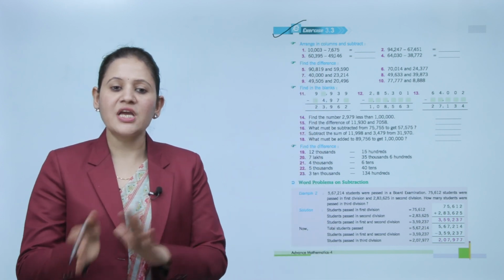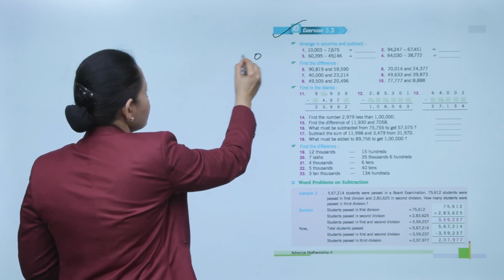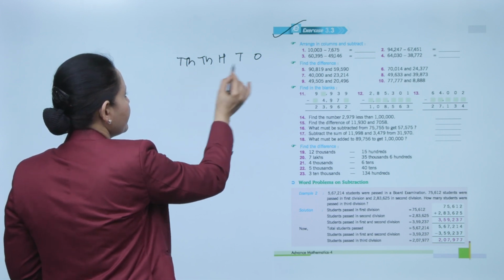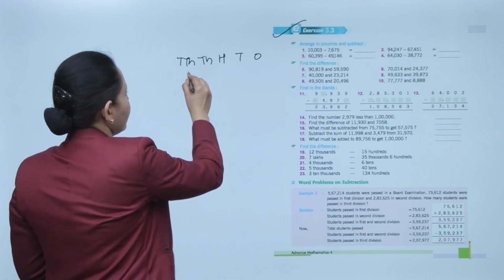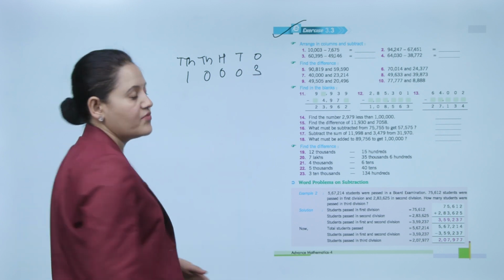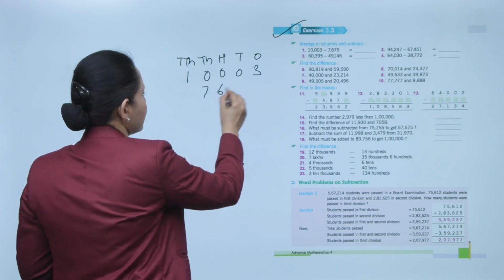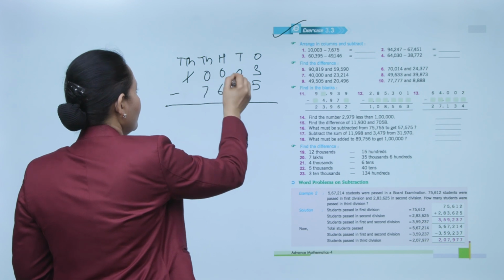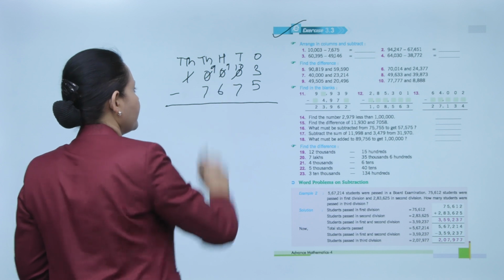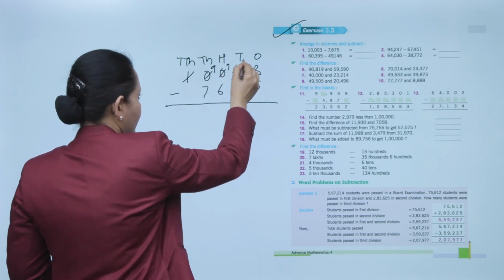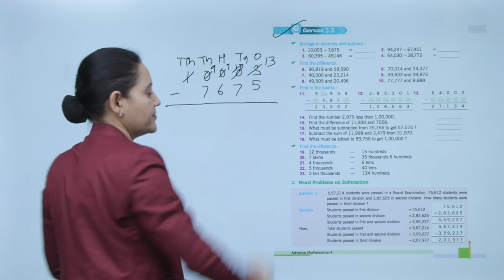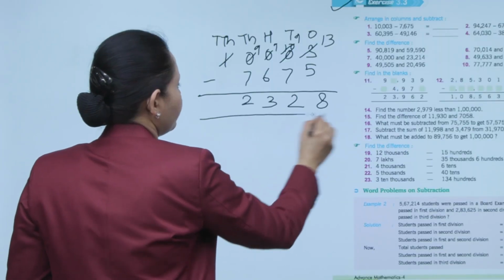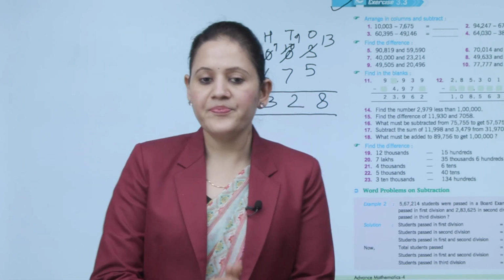Arrange in column and subtract. So first we have to arrange these numbers in columns. So ones, tens, hundreds, then thousands, ten-thousands. It is a 5-digit number, so I'll write it like this. Then we have to subtract 7,675. Now we'll start subtracting. Again borrow from here. So it becomes 10 and 9 and 9. Again it becomes 9 because we have borrowed from here. It becomes 13. Clear? 8, 2, 3, 2. So the difference is 2,328. Clear? Let's practice all the questions.